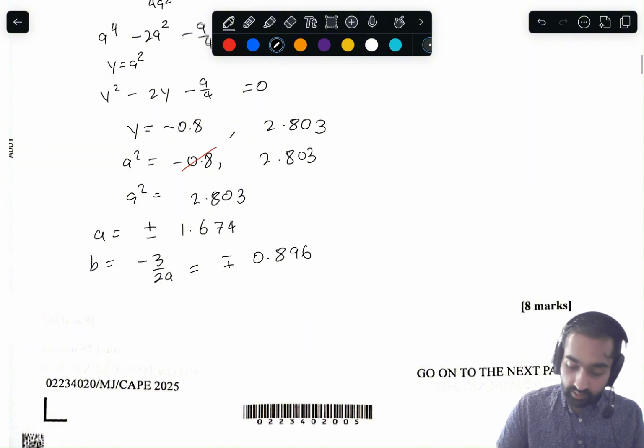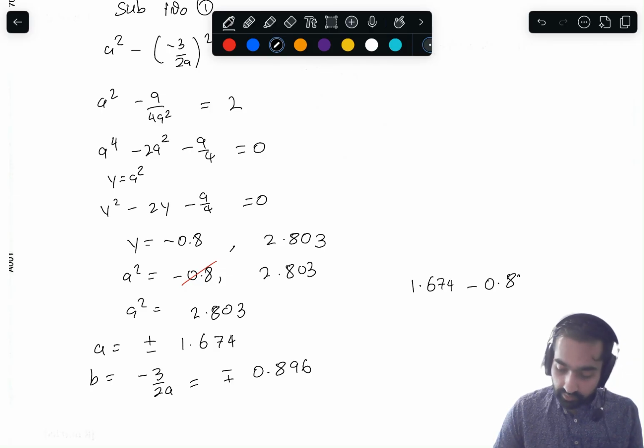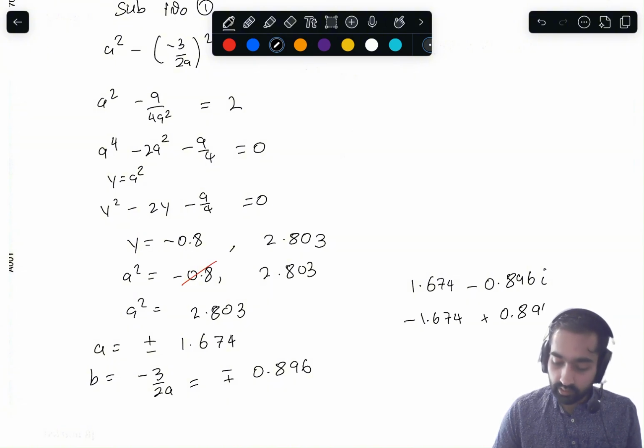To write the answer, there are two answers. The answers are 1.674 minus 0.896i, and the other answer is minus 1.674 plus 0.896i.